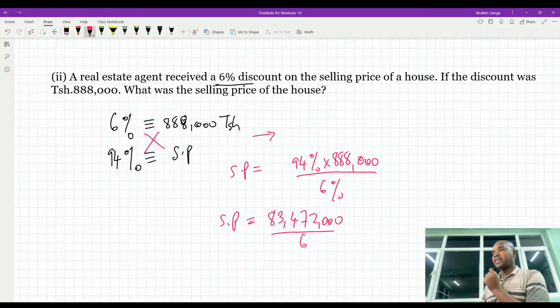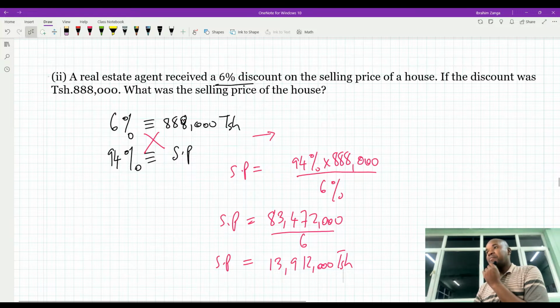Divided by 6 again. So when you divide by 6, eventually you get the selling price as 13 million 912,000 Tanzanian shilling. So we are looking for the selling price, and the selling price is equal to 13,912,000 shilling. So that is the solution for question number 5, part 2. Number 5A, part 2.